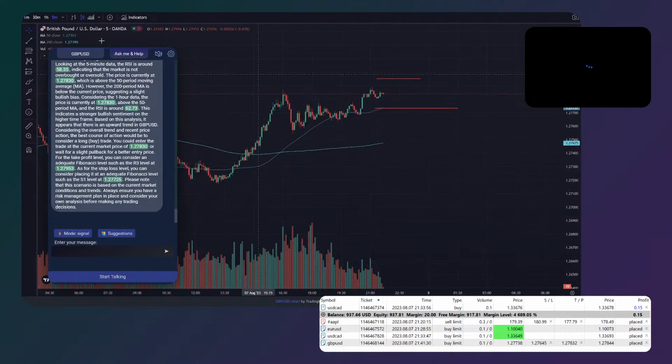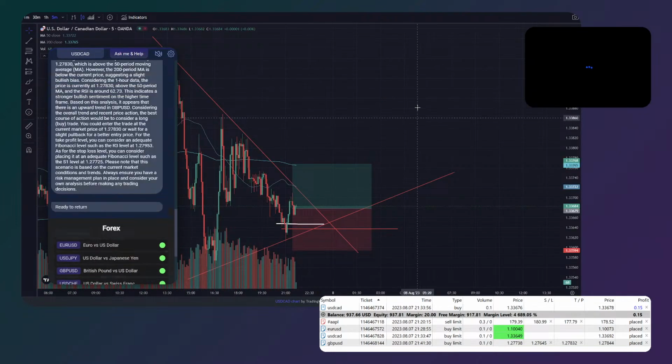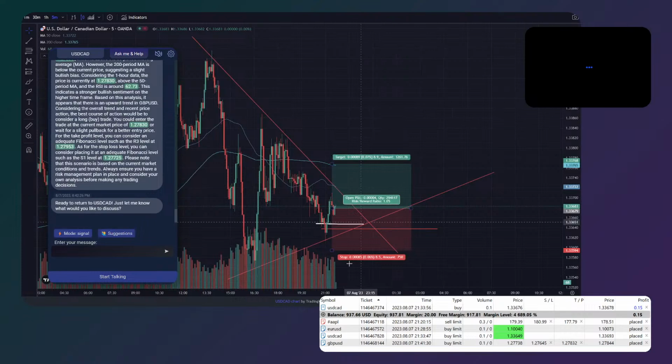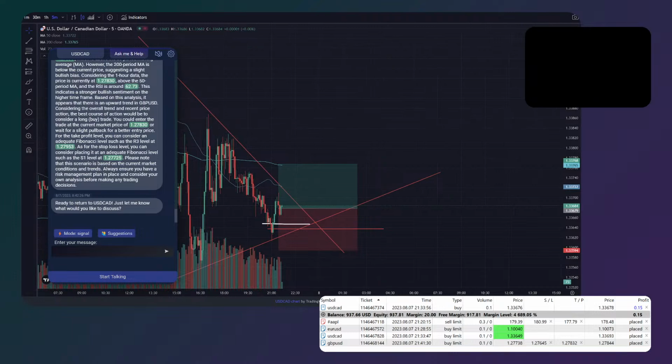All right. So what's happening with the Canadian dollar? A little bit in plus. Still waiting for this other trade to be open. Maybe not gonna happen soon. So yeah, I think you see the idea, right?